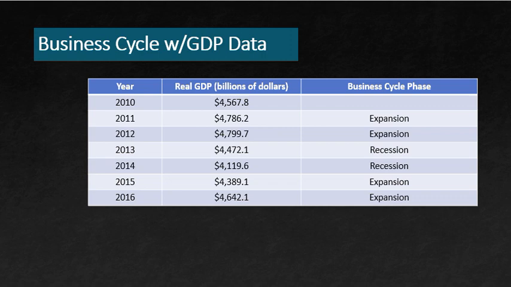If we wanted to find the peak and the trough, what we would do is find the point where it's the lowest and the highest. In this case, 2012 is when we were at the highest point, so that was the peak. And where we were at the lowest point, down here in 2014, that would be our trough. So we could use data or we could use a graph to figure out all of those phases in our business cycle.